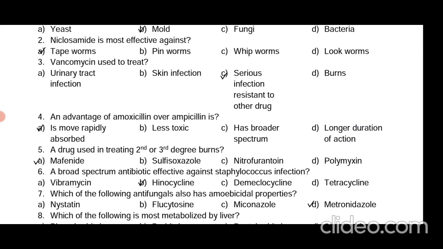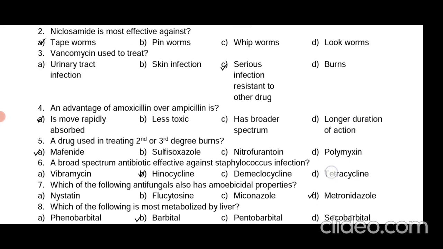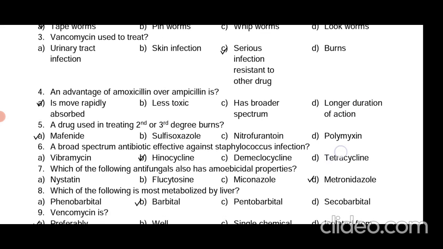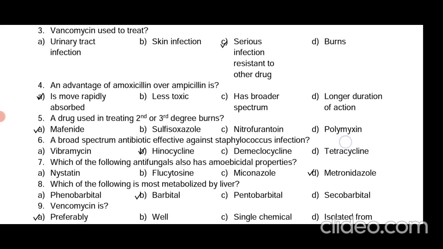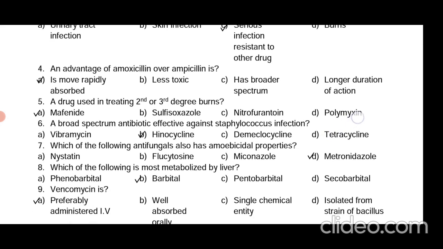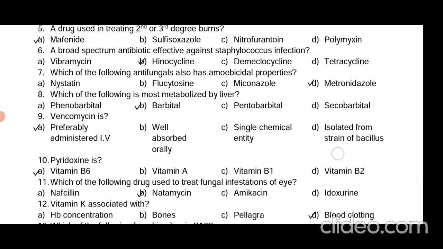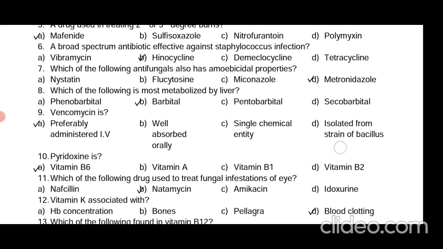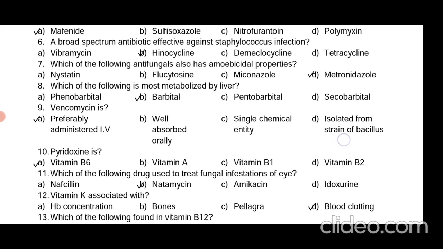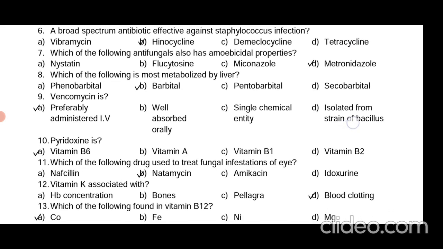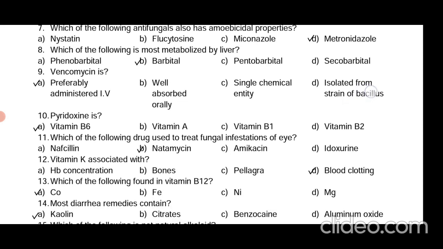Which of the following is mostly metabolized by liver? Barbital is metabolized by liver. Vancomycin is preferably administered IV. Pyridoxine is vitamin B6. Which of the following drugs is used to treat fungal infections of the eye? Natamycin is used to treat fungal infections of the eye. Vitamin K is associated with blood clotting. Which of the following is found in vitamin B12? Cobalt. Most diarrhea remedies contain choline or kaolin.